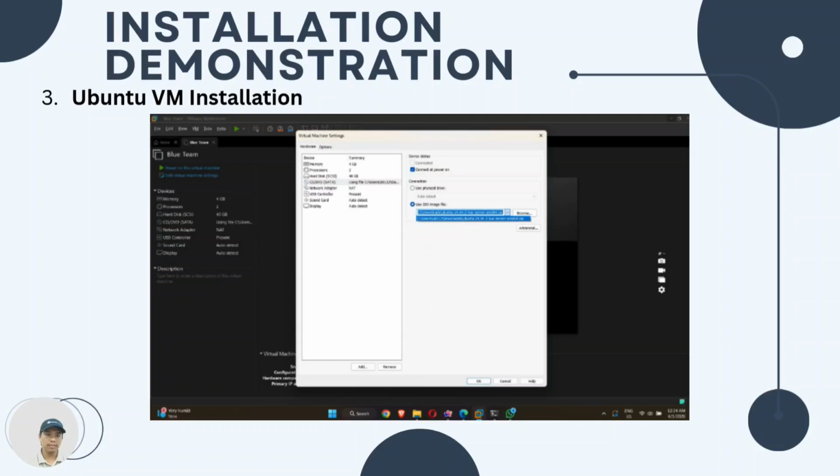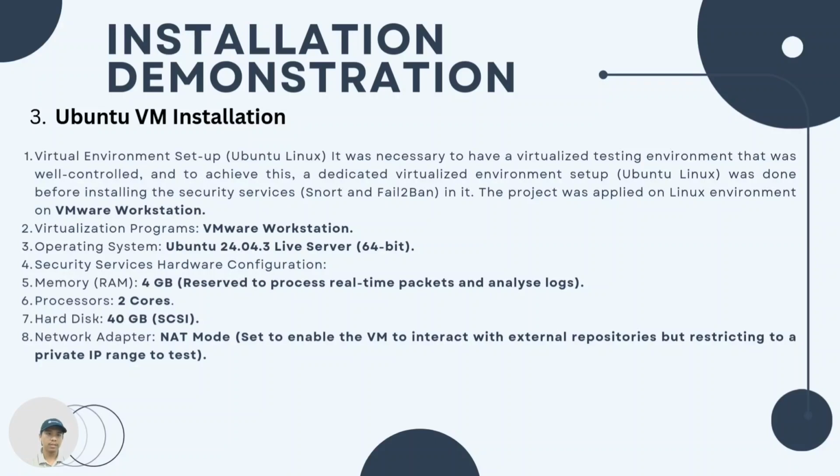So my part is the installation demonstration for the Ubuntu VM. So the first one is virtual environment setup. Ubuntu Linux was necessary to have a virtualized testing environment that was well controlled, and to achieve this, a dedicated virtualized environment setup was done before installing the security services like Snort and FAIL2BAN. The project was applied on a Linux environment on VMware Workstation.